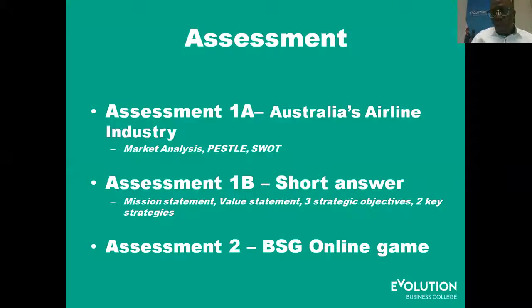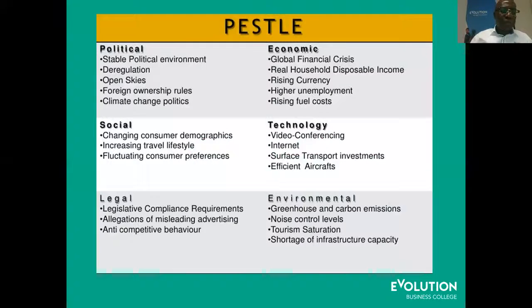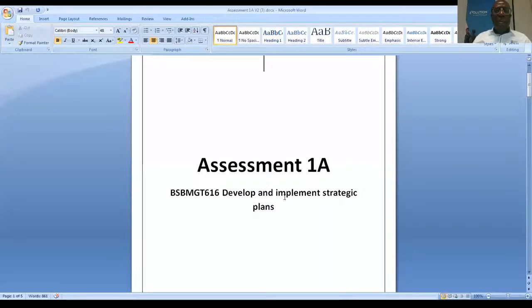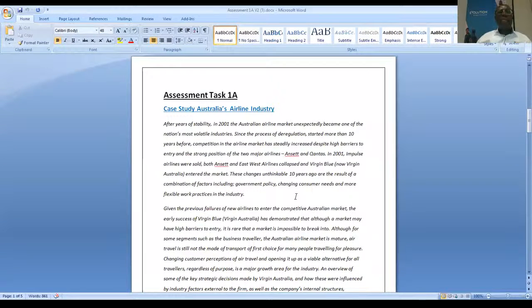Let's go to what we need to do. Let's go to 1A. In assessment 1A, before we go into PESTLE analysis, let me take you to the assessment itself so we can read it together. Right, assessment 1A. It says here, there's a case study, Australia's airline industry.